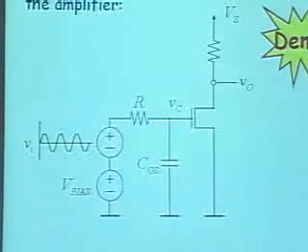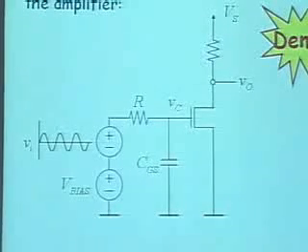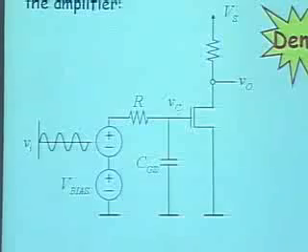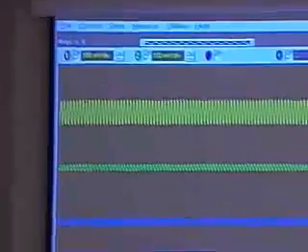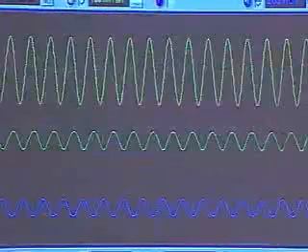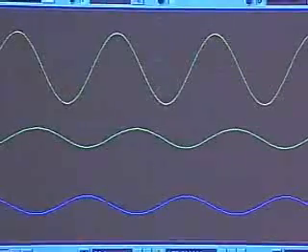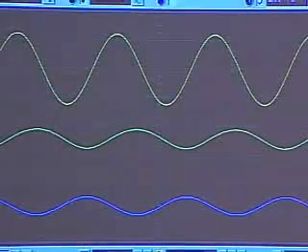The other thing that is not so obvious here is there is a phase shift. So what I'm going to do is try to see if we can observe the phase shift here.